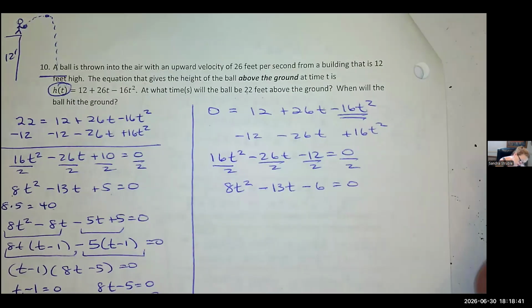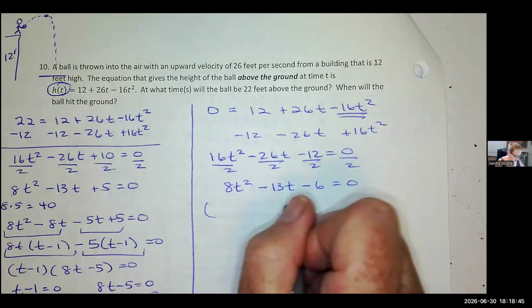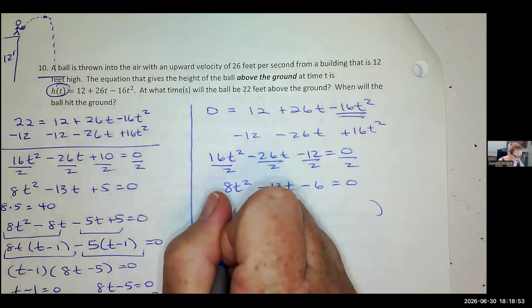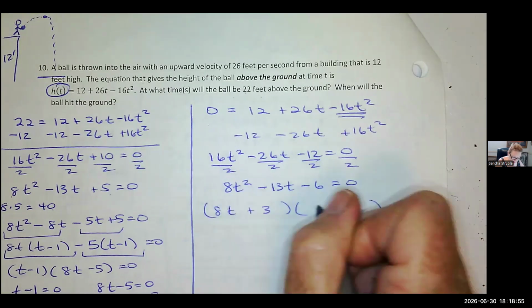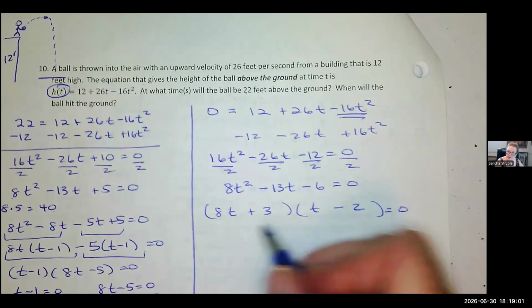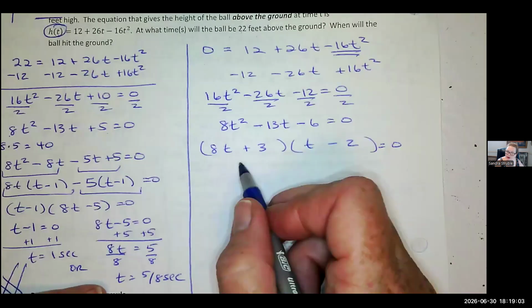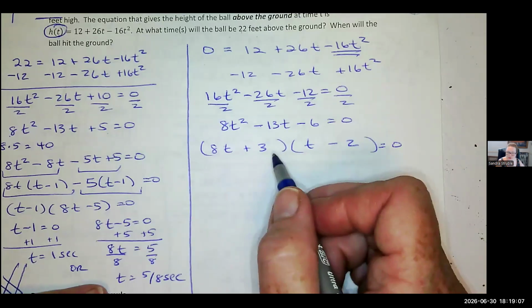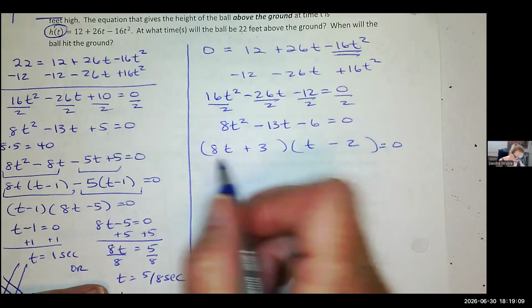8 times 6 is 48. Or we could do trial and error. Either one works. You're going to get 8t plus 3 and t minus 2. If you have not, go through and figure out if this works. Use either this method or use the method to where you do trial and error. Either way, this is what you're going to be looking at for your two binomials.